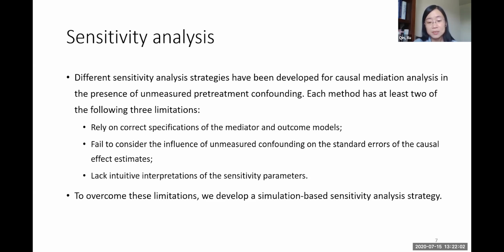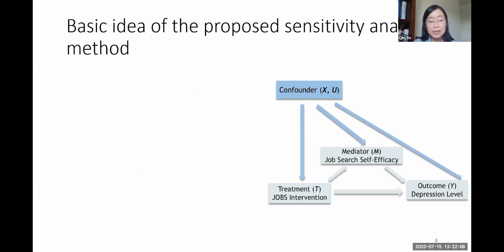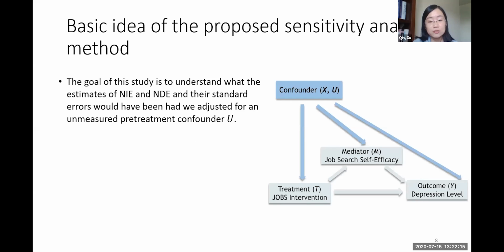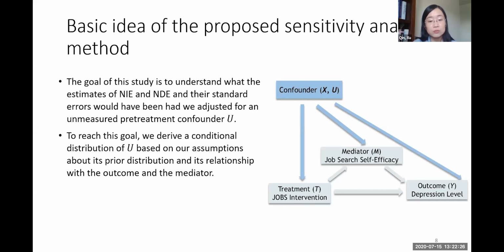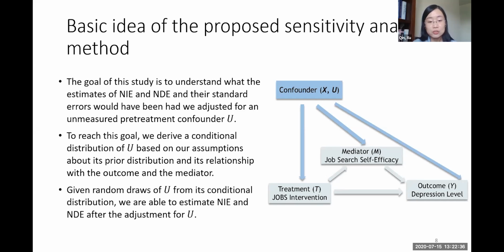To overcome these limitations, we developed a simulation-based sensitivity analysis strategy. As shown in this diagram, we assume that a pre-treatment covariate U is the only omitted confounder. The goal of this study is to understand what the indirect and direct effect estimates and their standard errors would have been had we adjusted for U. To reach this goal, we derive a conditional distribution of U based on our assumptions about its prior distribution and its relationship with the outcome and the mediator.